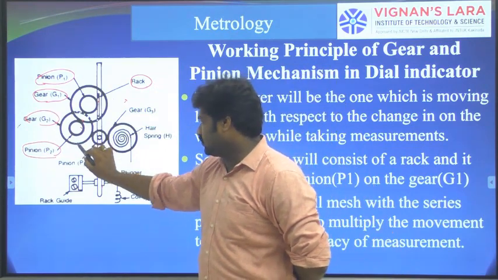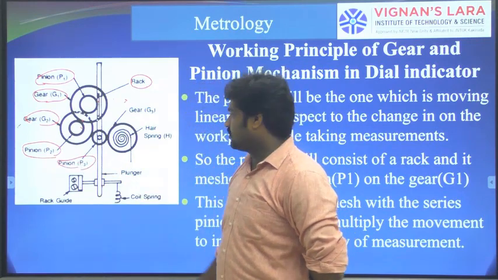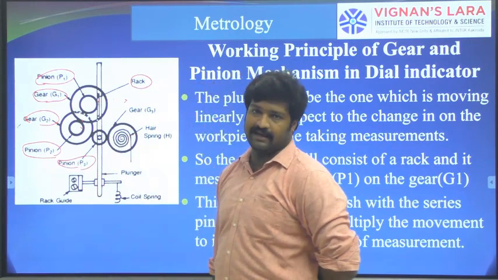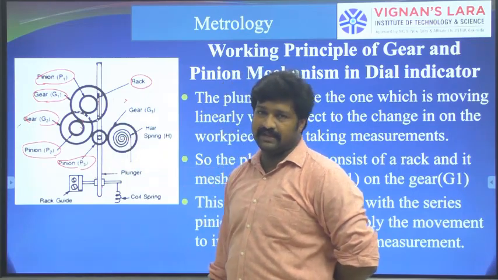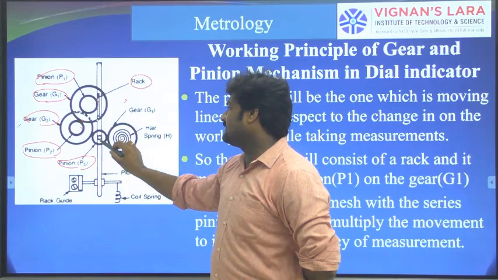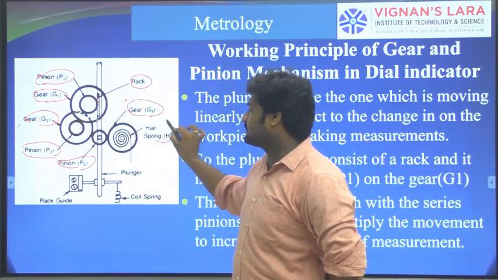And this G2 is connected to pinion P3. So this pinion P3 is connected to our needle. So our deflection will be shown by means of this pinion P3. And again this pinion P3 is connected to a gear G3 to which the hairspring is connected.